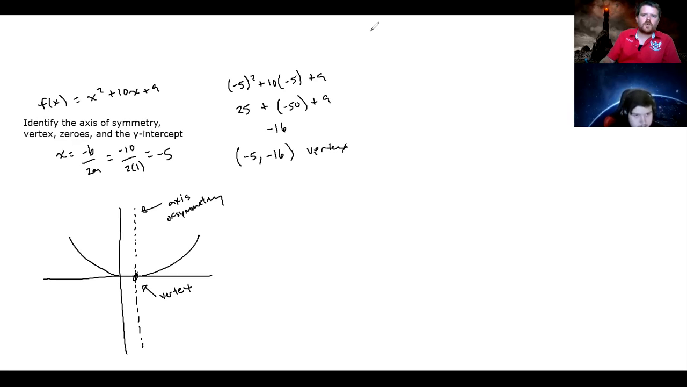Because this is in standard form, the y-intercept is easiest here. Plug in zero, and those terms are going to cancel out. So my y-intercept is going to be at 0 comma 9.